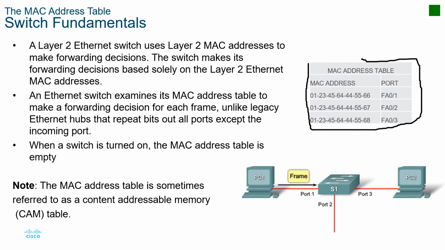Okay, so for example, this PC1, this is its MAC. The 66 is the MAC address of PC1, connected to port 1. And then port 3 is PC2. Let's say this 68 here is this one. So, if PC1 sends a frame to PC2, S1 will check its MAC address table. It will check the destination MAC. And if there's an entry, like in this case, there is, it will only forward it to port 3. Okay? So, only PC2 will receive that frame.